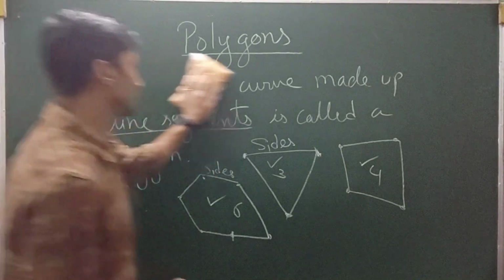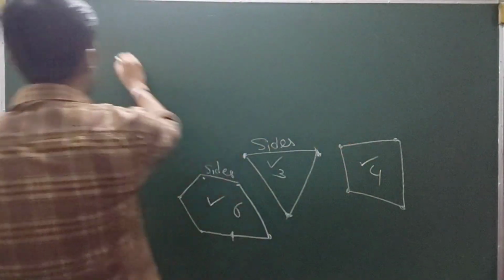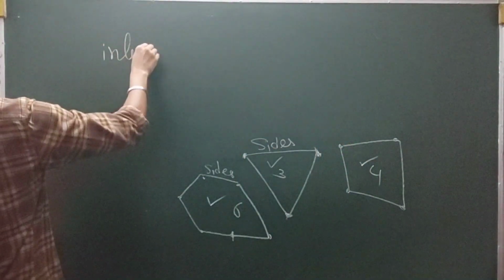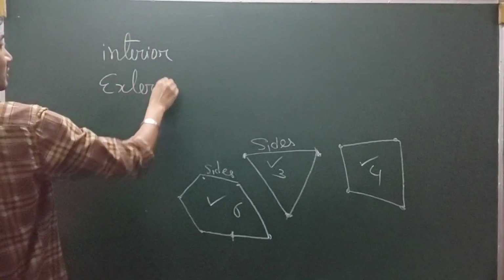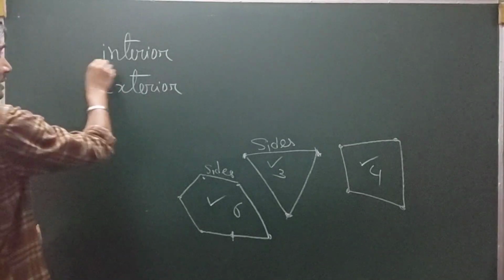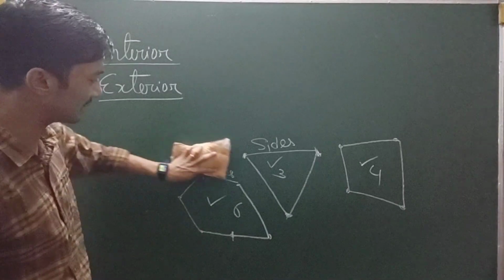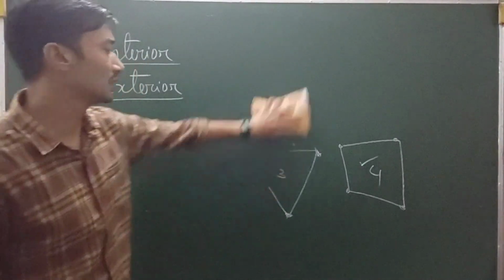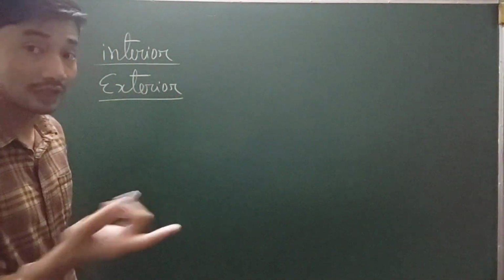Then of course, some simple things about polygons we also have, that is the interior and exterior of a polygon. Interior means simple, very simple. Let me not waste time on these topics. You can also read your textbook, but let me just tell you at least. Interior means inside, exterior means outside, simple as that.